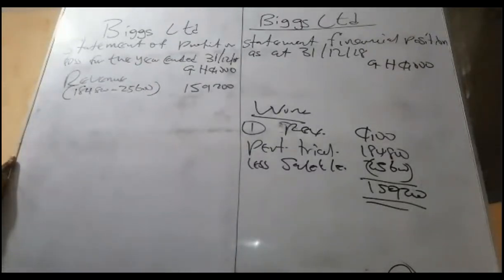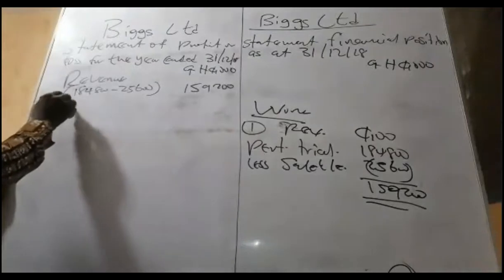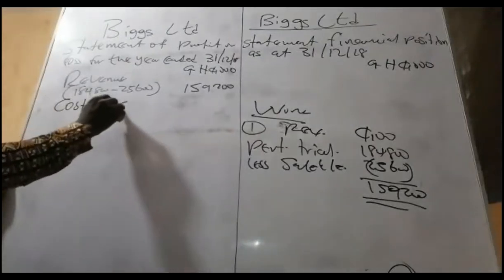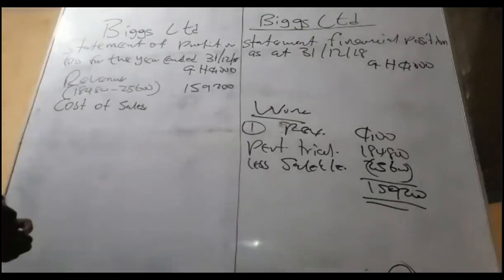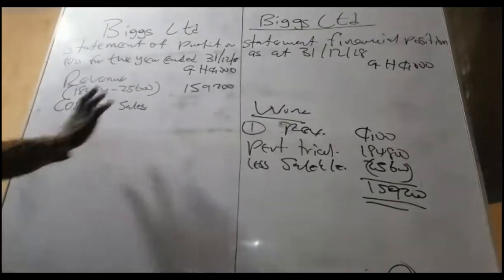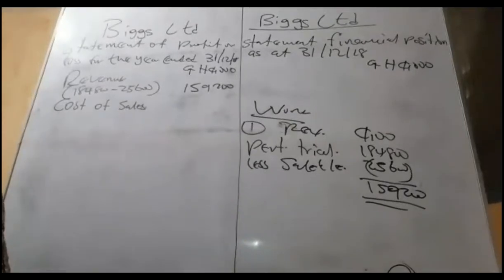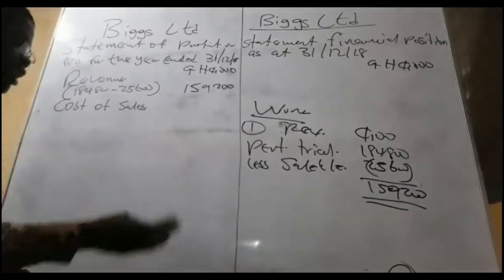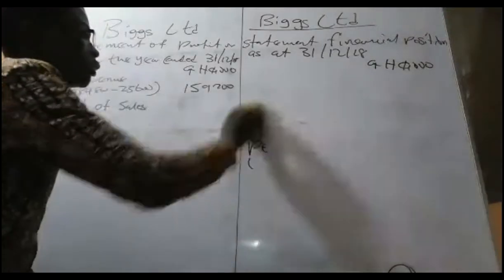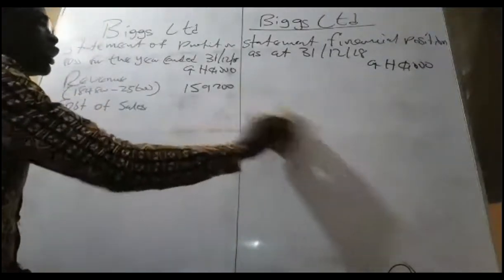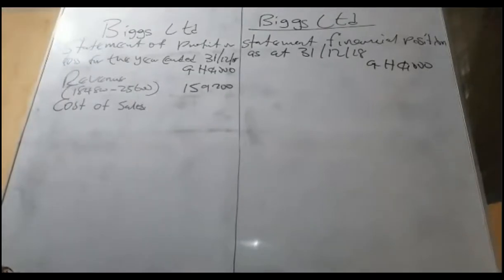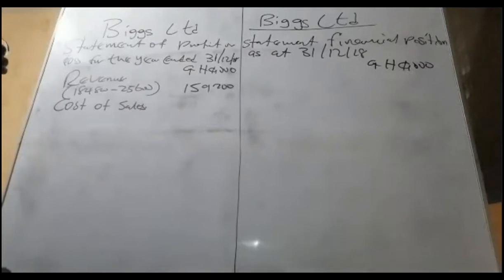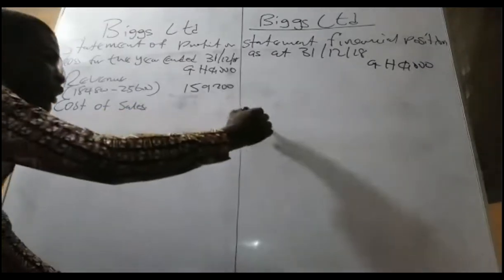Where do you go to? Cost of sales. Right here, cost of sales. For cost of sales, my advice is don't do it on the face. So that's where I'll start my workings from. Please, from your fourth page going, create workings there for me. So that's where I start.